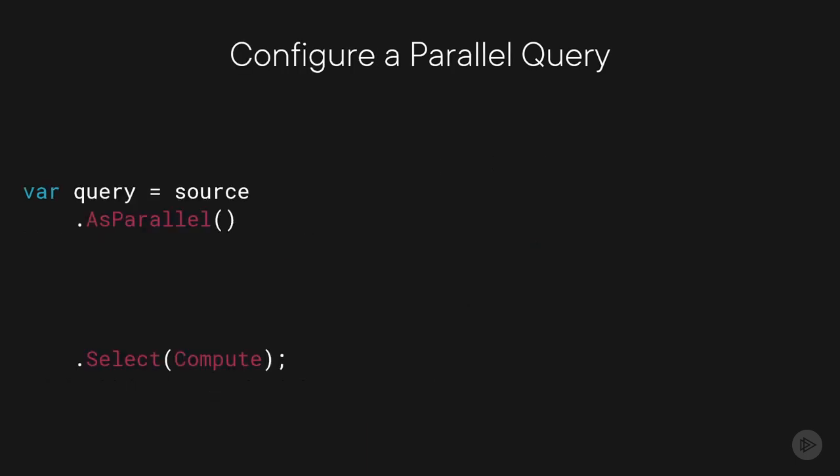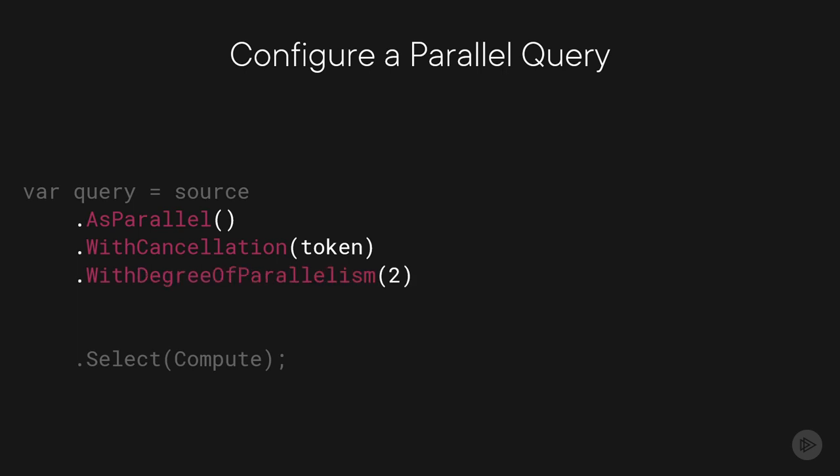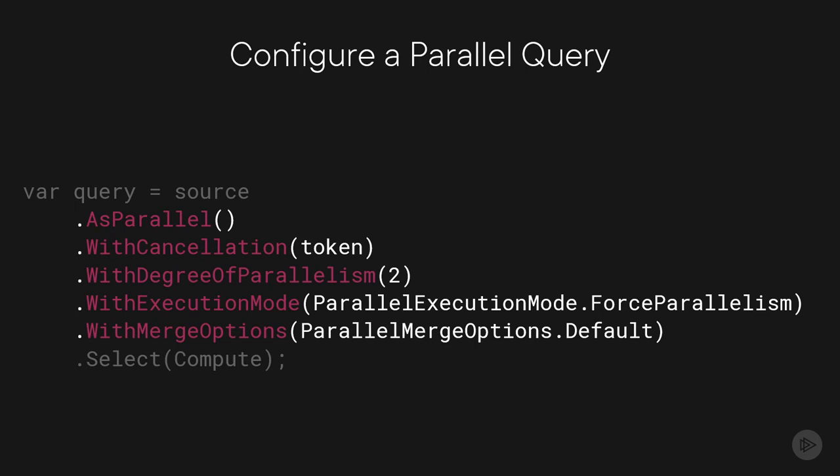The parallel query produced by the call to AsParallel will expose functionality to configure how the query will execute. For instance, the parallel query class exposes methods for setting a cancellation token and the degree of parallelism, as well as a bunch of other useful configuration capabilities. Each of these different methods returns the configured parallel query. This means that you can build really beautiful method chains.